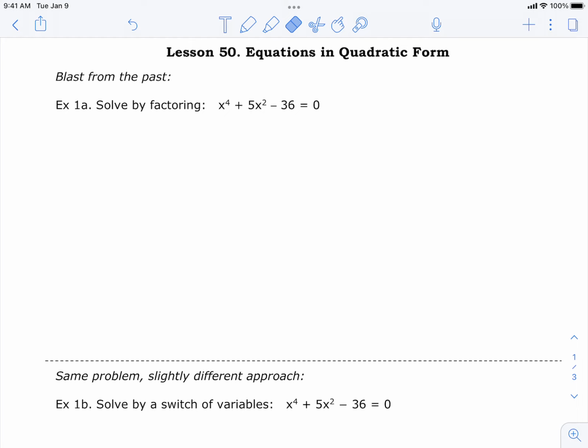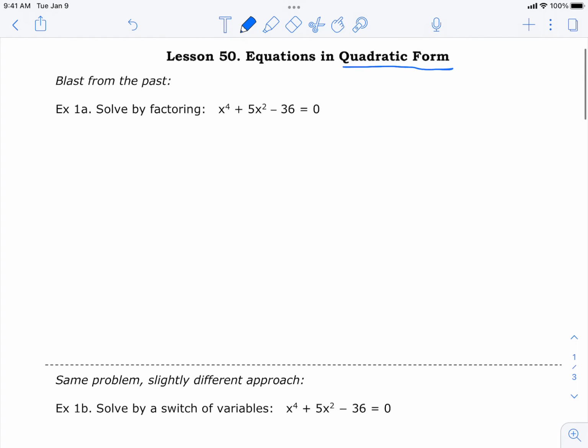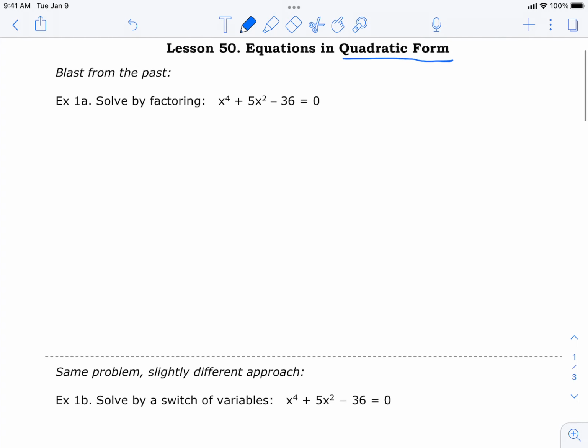Equations in quadratic form, we're talking about equations that are not quadratic. But by doing a little clever manipulation of variables, and we'll see how that works, we can actually take an equation that is not quadratic and turn it into something that is quadratic, which is good because then you can use the quadratic formula and solve it. So anyway, it's kind of a large process, but let's kind of sneak up on it.